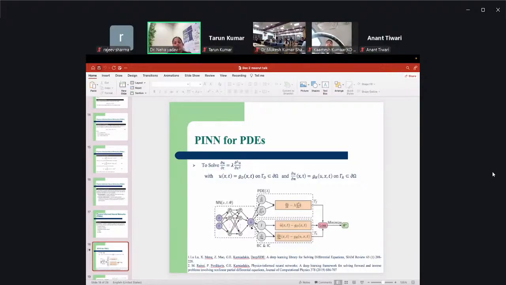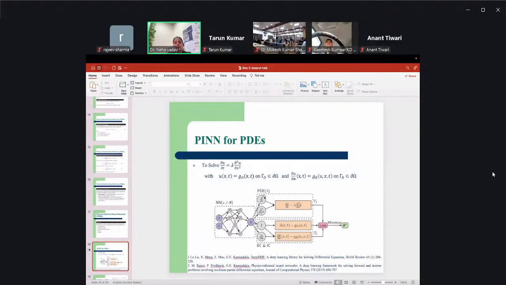Further, we use automatic differentiation to compute the derivatives: the derivative of u with respect to t and the second order derivative, because in our equation we require del u over del t and del 2u over del x square. So we compute the derivative with respect to t, the second order derivative with respect to x, and those for the initial conditions, and further del over del n.